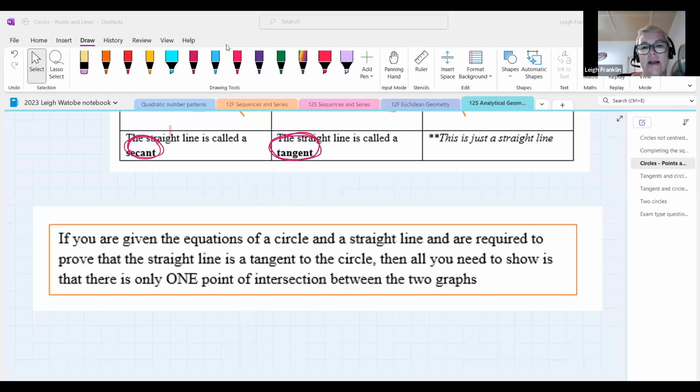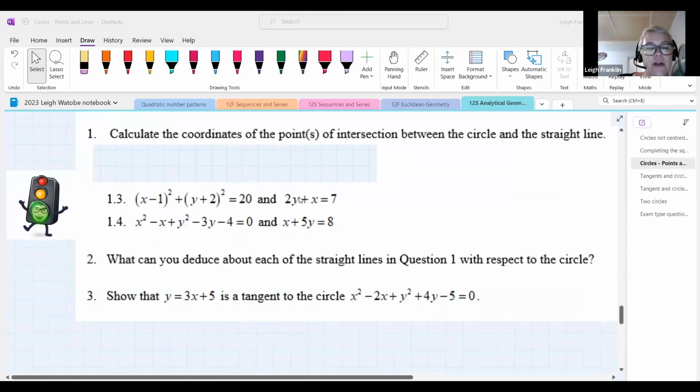Cool. All right, lovely, everybody. Let's have a look at the questions we need to answer. Now I am giving you a choice. Either you are going to do question 1.3 or you are going to do question 1.4.